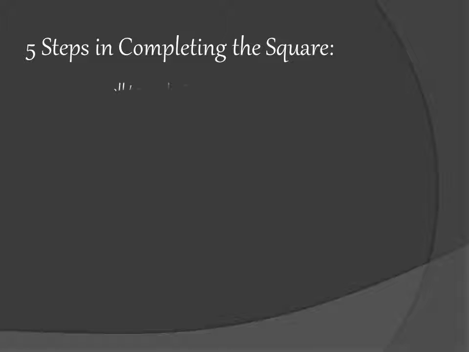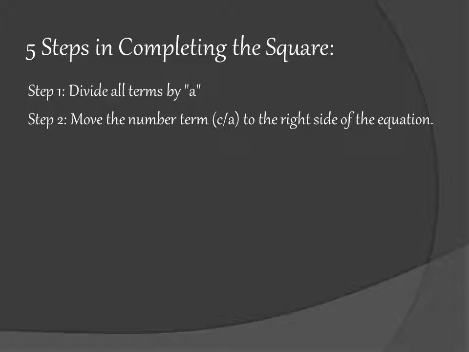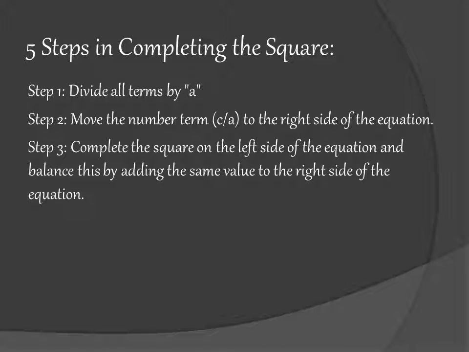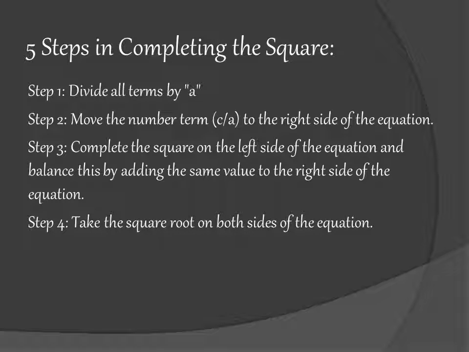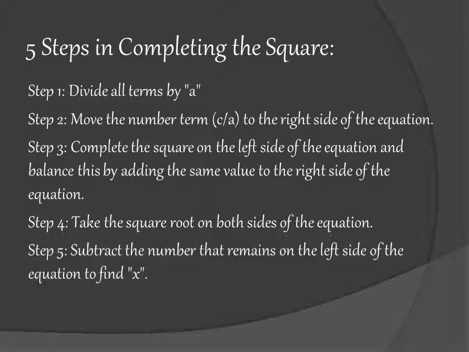There are 5 steps in completing the square. Step 1, divide all terms by a. Step 2, move the number term c over a to the right side of the equation. Step 3, complete the square on the left side of the equation and balance this by adding the same value to the right side of the equation. Step 4, take the square root on both sides of the equation. And step 5, subtract the number that remains on the left side of the equation to find x.